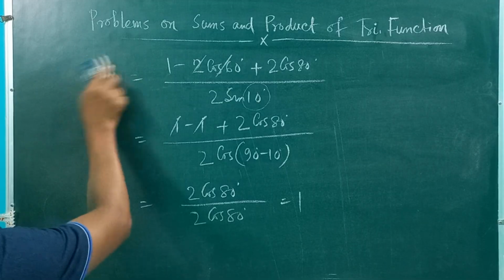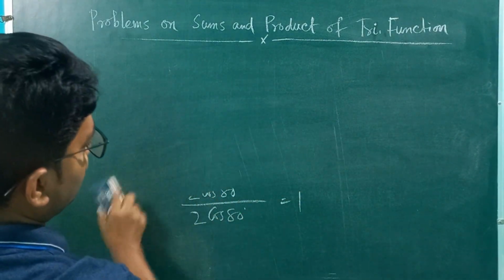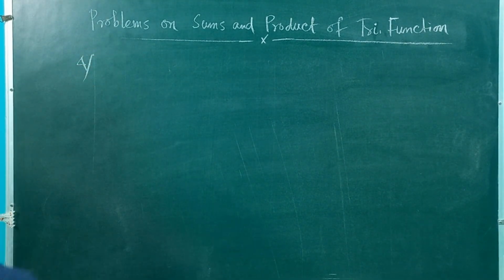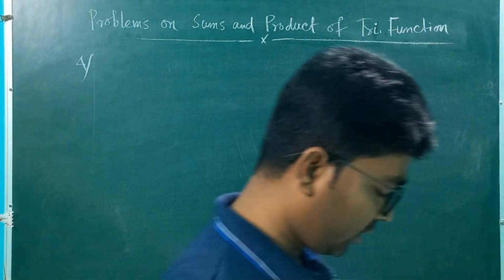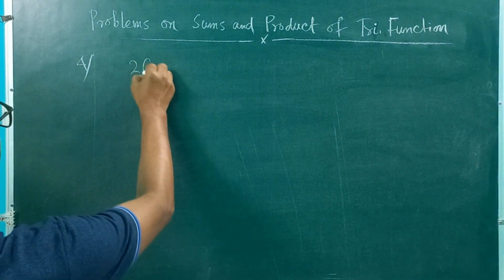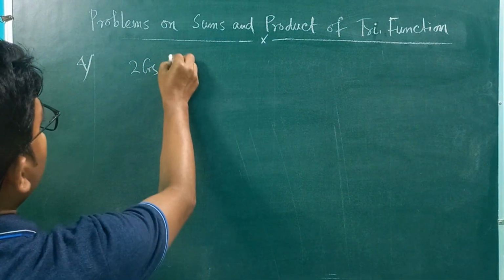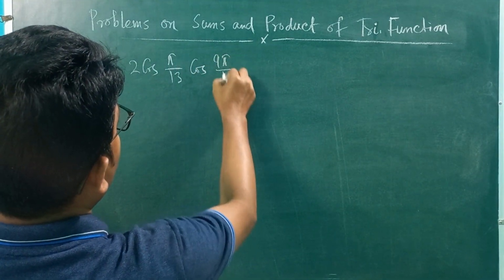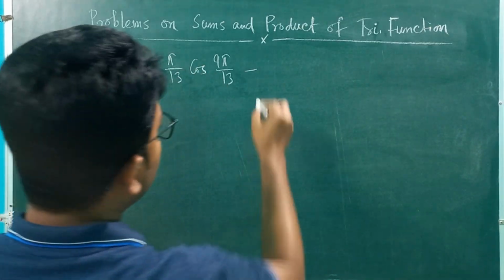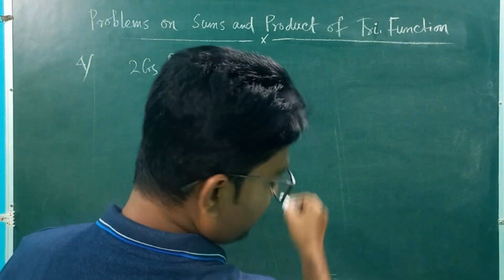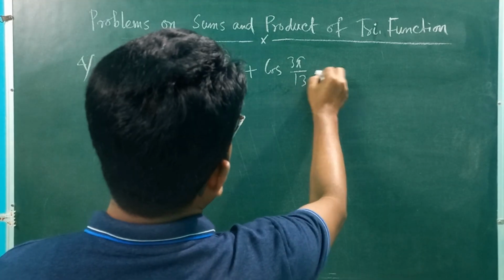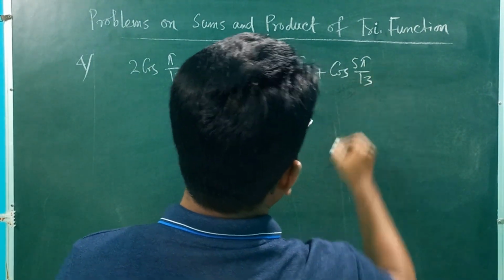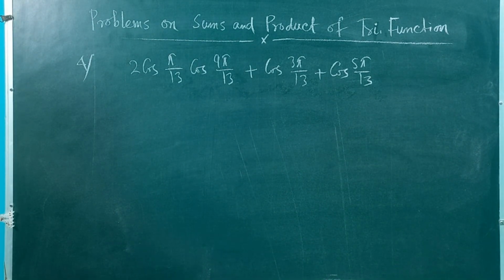Now for the fourth problem. What is the fourth problem? Number 4. This one is also another evaluation of a trigonometric expression: 2 cos pi by 13 (cos 9 pi by 13 plus cos 3 pi by 13 plus cos 5 pi by 13). You have to calculate its value.